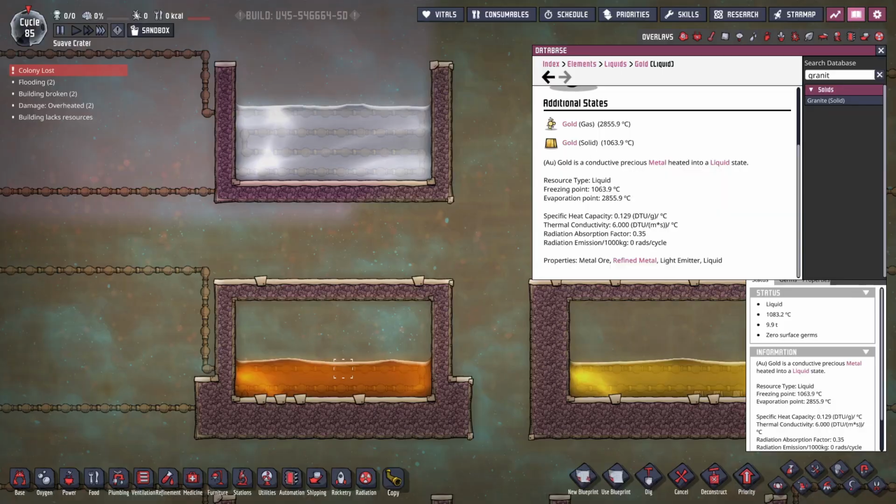Therefore, elements with a low specific heat capacity are cheap to change their temperature, to heat them up or to cool them down, and elements with a high specific heat capacity are fairly expensive to change the temperature, therefore to cool them down or to heat them up.